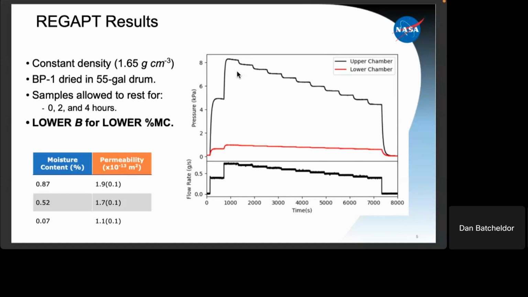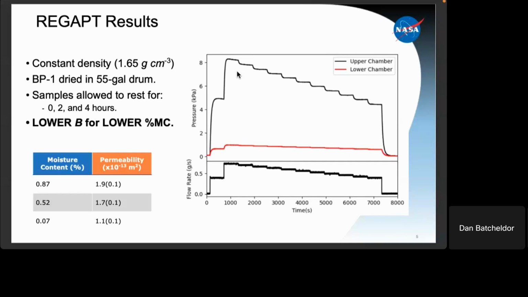And we used BP1 that we had dried in a 55-gallon drum. That had been dried using a heating blanket, and the heating blanket had been set to 400 Fahrenheit and had heated our regolith sample, the BP1 sample, for 2 weeks. So that when we removed a sample for loading into REGAPPED and then directly put it in for measuring permeability, we got a moisture content measurement of 0.07.